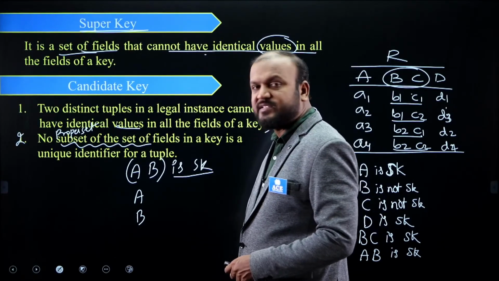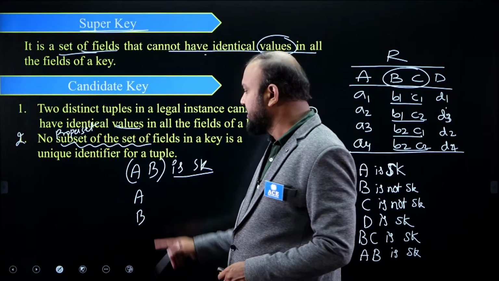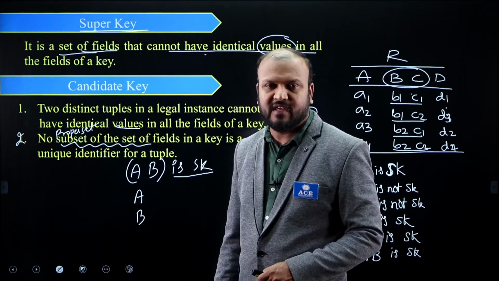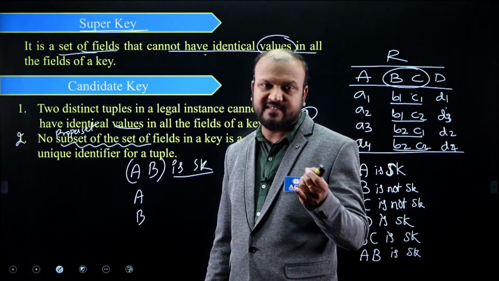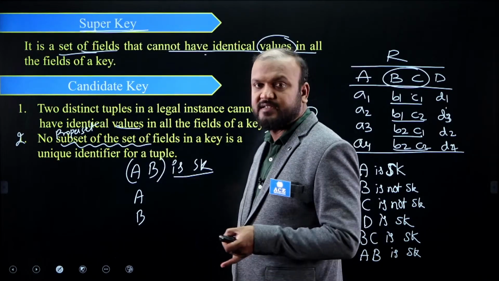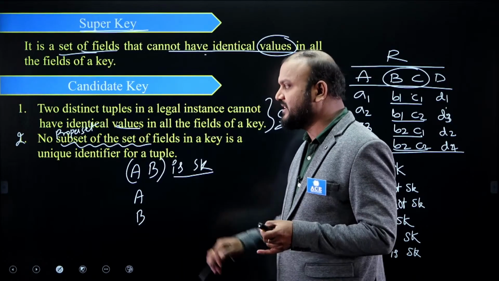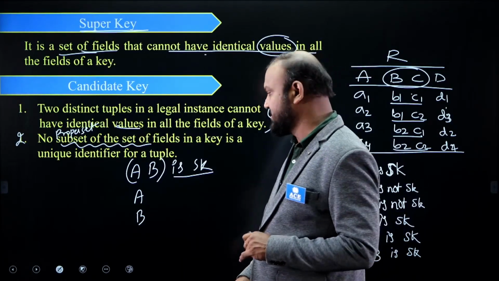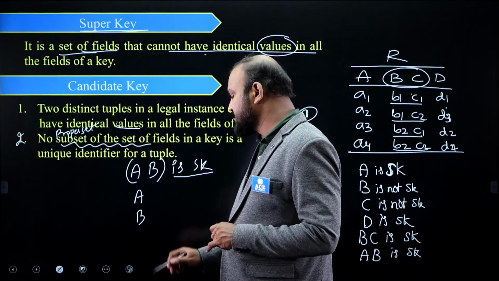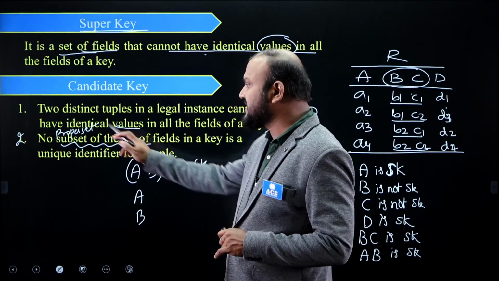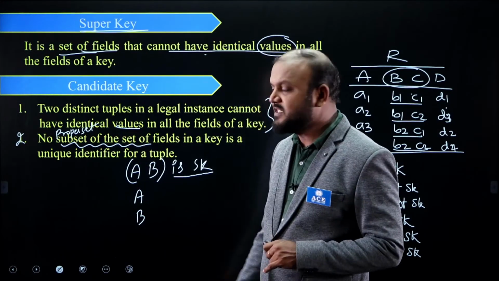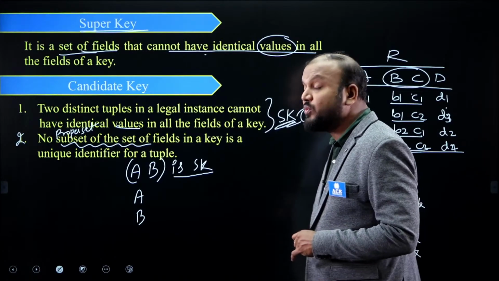So I use the term proper subset just to avoid that confusion. What are the proper subsets? A and B. What are the subsets of AB? Phi, because null is a subset of any set, and the set itself is also a subset. That's why, to avoid that confusion, I'm using the word proper subset. So what is the condition? No proper subset of this set of fields in a key is a unique identifier.